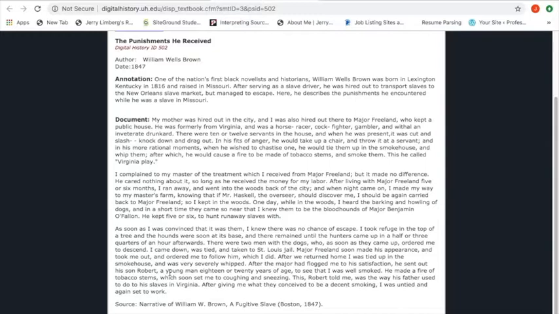did. After we returned, I was tied up in the smokehouse and was very severely whipped. After the major had flogged me to his satisfaction, he sent out his son Robert, a young man 18 or 20 years of age, to see that I was well smoked. He made a fire of tobacco stems, which soon set me to coughing and sneezing. This, Robert told me, was the way his father used to do his slaves in Virginia. After giving me what they conceived to be a decent smoking, I was untied and again set to work.